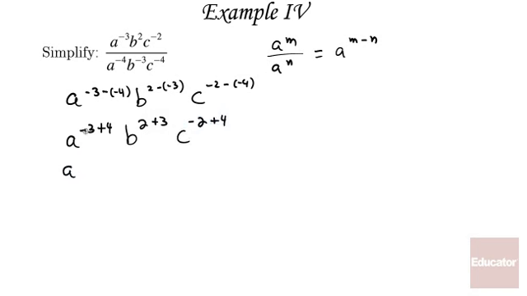So this gives me negative 3 plus 4 is just 1, so I leave that as a. b, 2 plus 3 is 5. And then c, negative 2 plus 4 is 2. So this started out looking very messy, but once you divided, it took care of all those negative exponents. Okay, that concludes this lesson of Educator.com on exponential expressions, and I will see you soon.